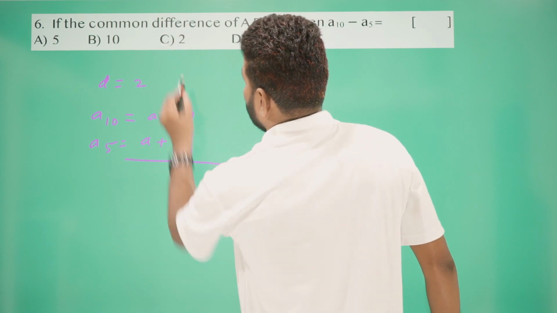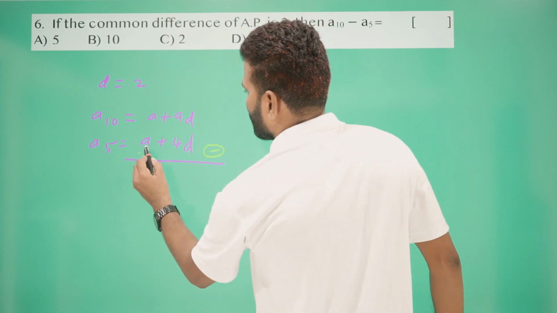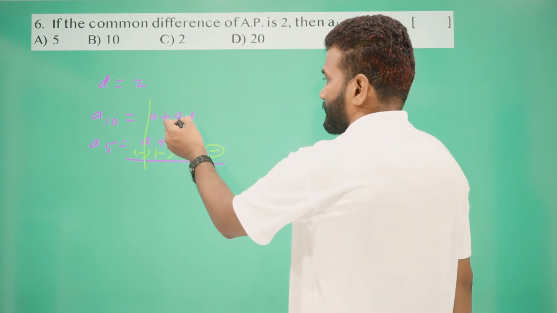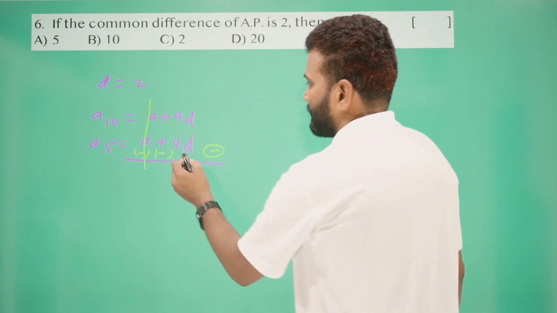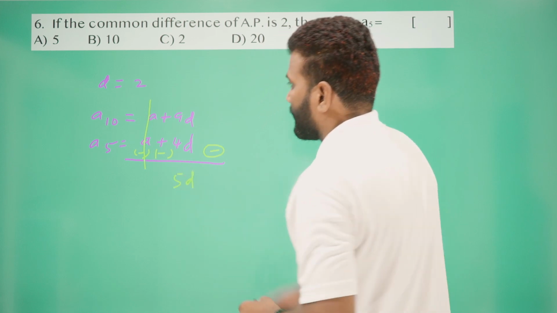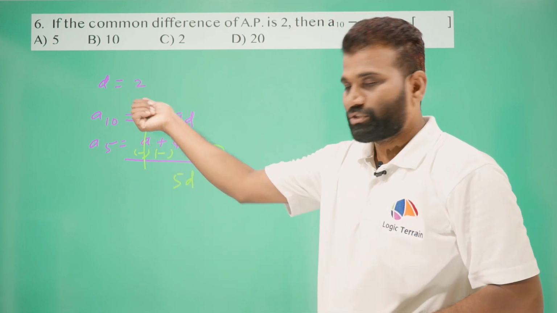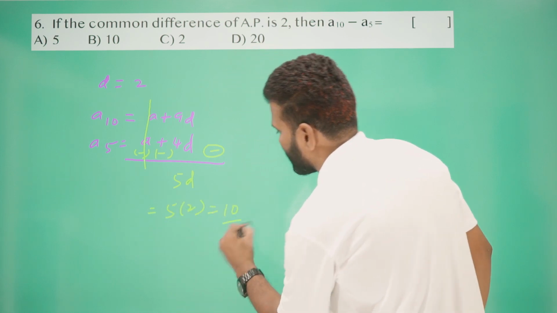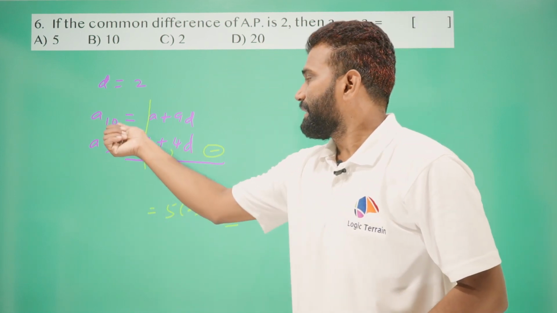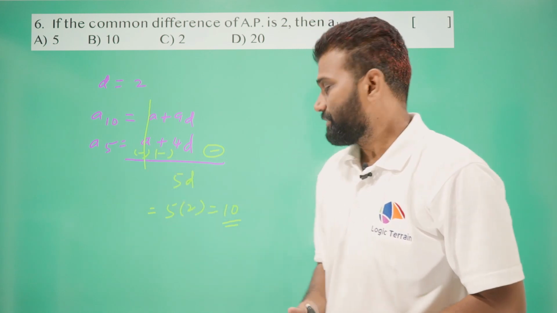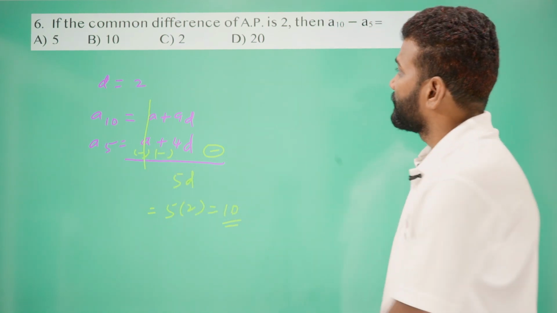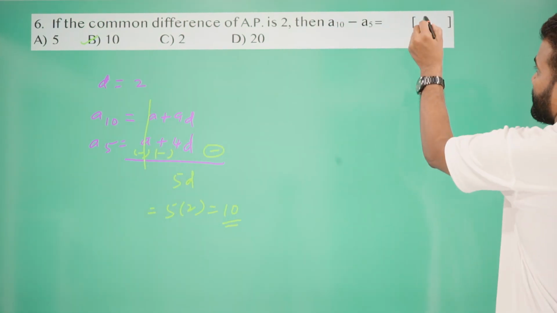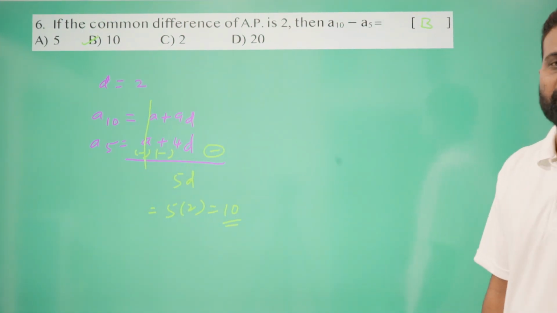So on subtracting, signs will change. Here plus a minus a gets cancelled. This is 9d minus 4d becomes 5d, and since d is given, that is 2, this becomes 5 into 2, 5 twos are 10. Therefore, a10 minus a5 is equal to 10. The correct option is B. B is the right answer.